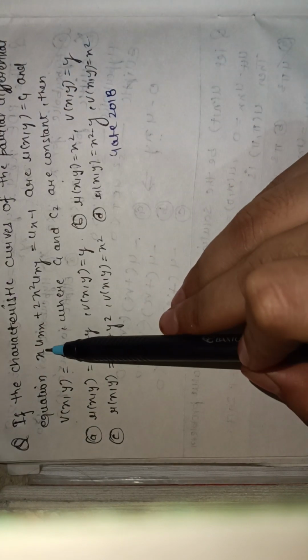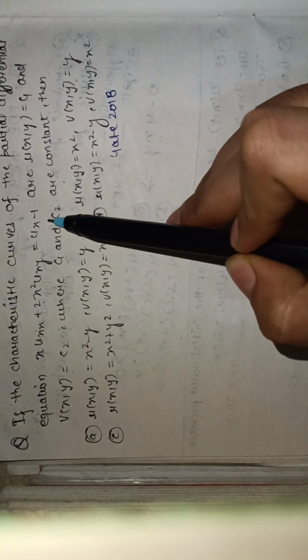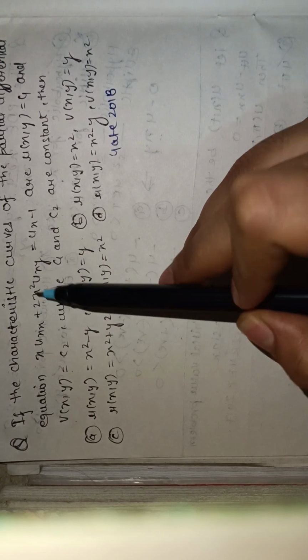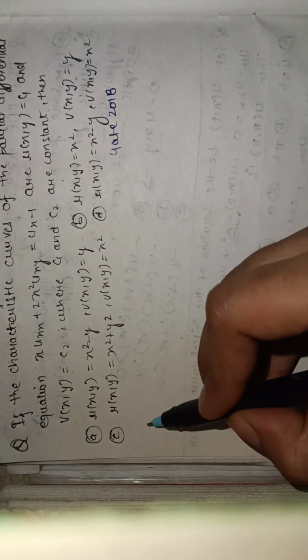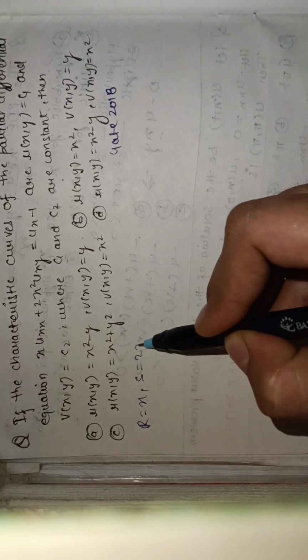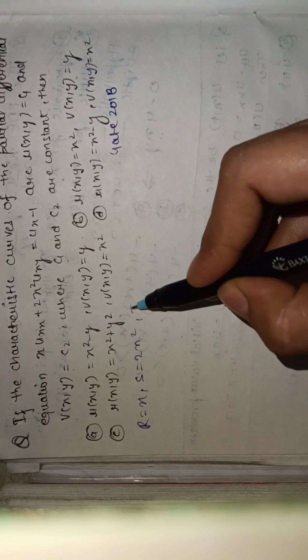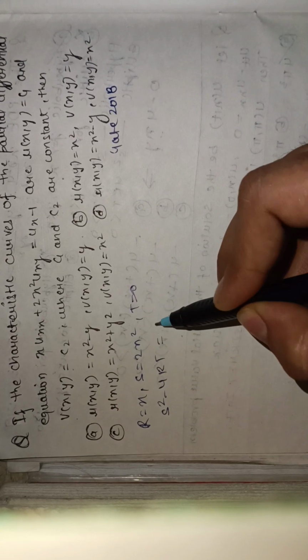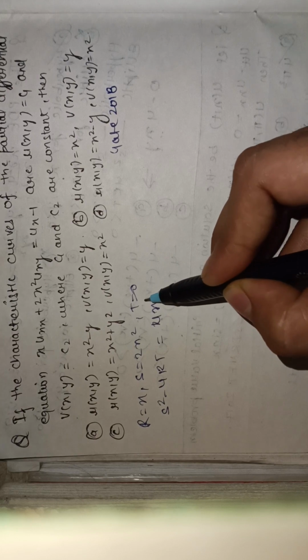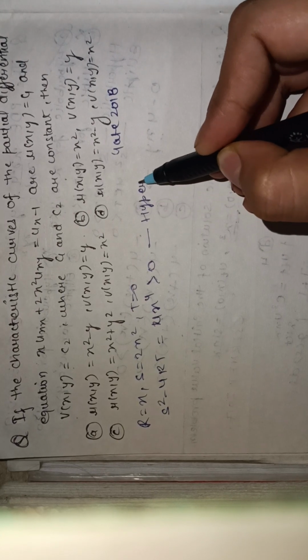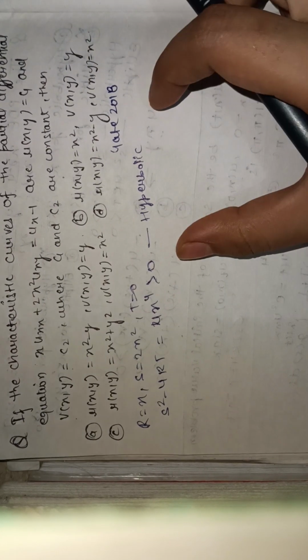So here, this is a partial differential equation. To find the characteristics of this partial differential equation, we have to see which type of equation this is. Here r is equal to x, s is equal to 2x square, and t is equal to 0. So s square minus 4rt is equal to 4x to the power 4, which is greater than 0. So this is a hyperbolic type equation, and in a hyperbolic equation we have two real characteristic curves.